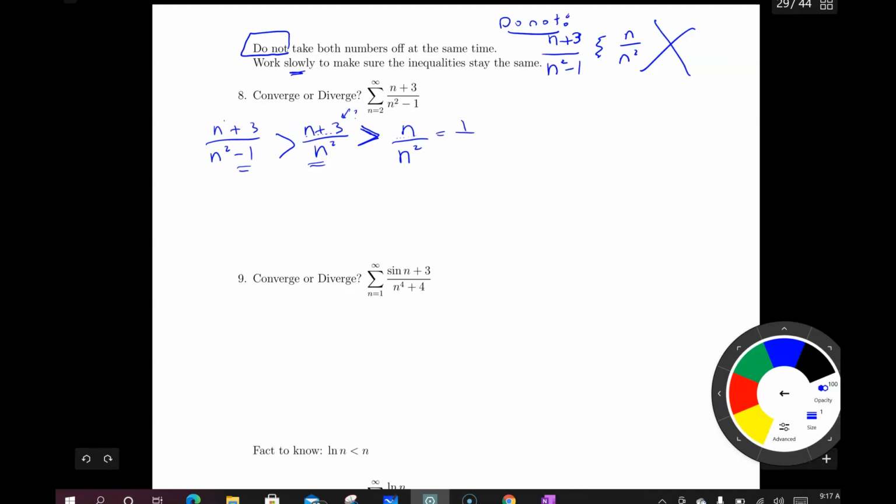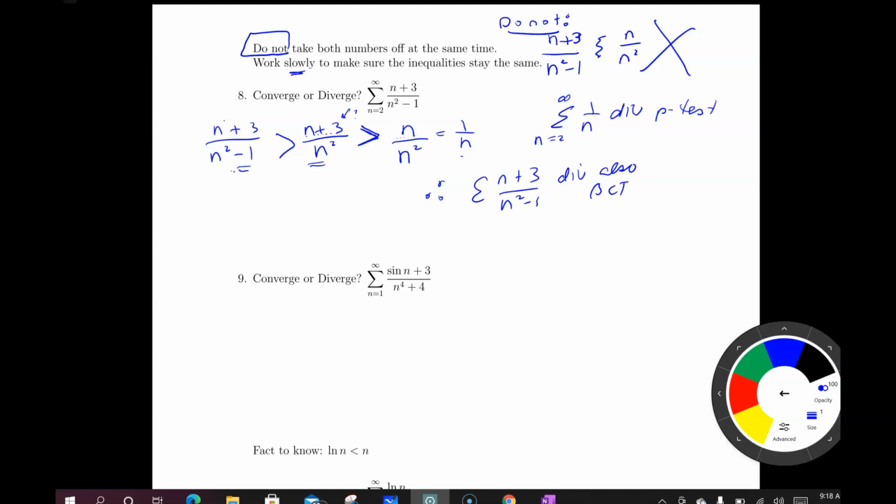Okay, so this gives us 1 over n. So I've got this one is larger than 1 over n. What do I know about the sum of 1 over n? This diverges by p-test. It's the smaller of the two, so therefore I get that this diverges also by basic comparison test. Okay, so let's look at the next one.